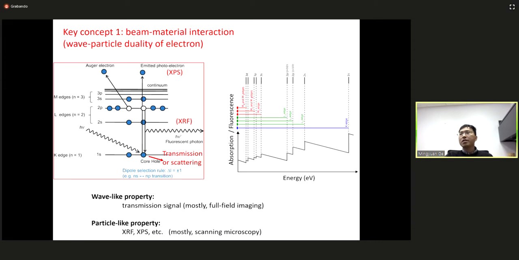This creates very rich information about the material and electronic properties. First, what element it is. Second, what the electron coordination is inside, which corresponds to the oxidation state, and whether it is in a metallic state or not. So we can make use of this information for research.